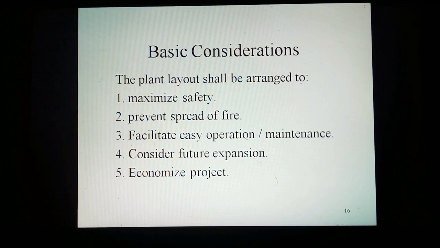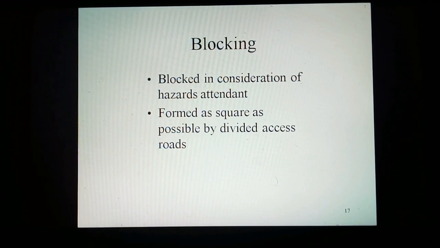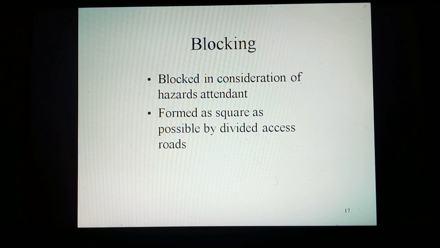Basic considerations for the plant layout shall be arranged to maximize safety, prevent spread of fire, facilitate easy operation and maintenance, consider future expansion, and economize the project. Blocking. The plant site shall be blocked in consideration of hazards attendant to plant operation in the area. All blocked areas shall be formed as square as possible by divided access roads and slash or boundary lines.